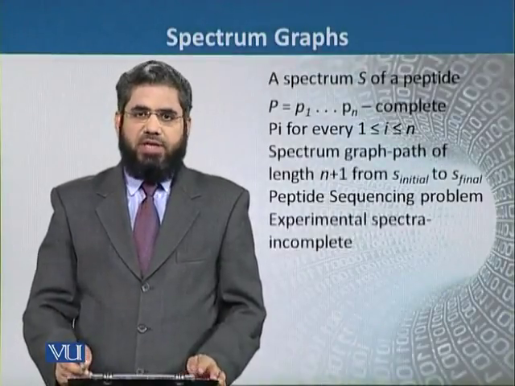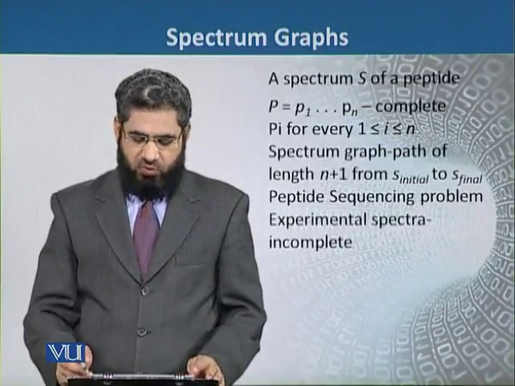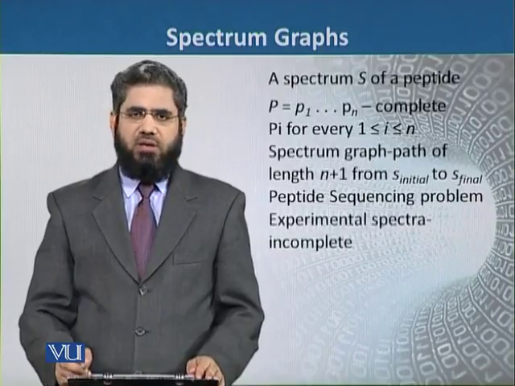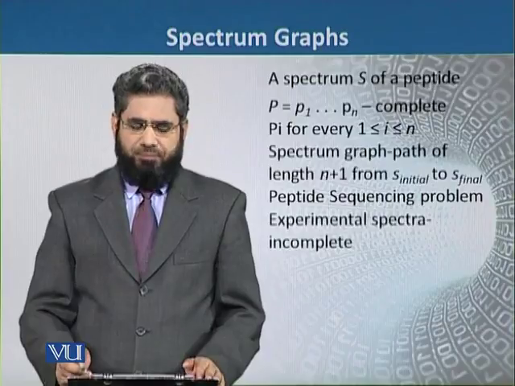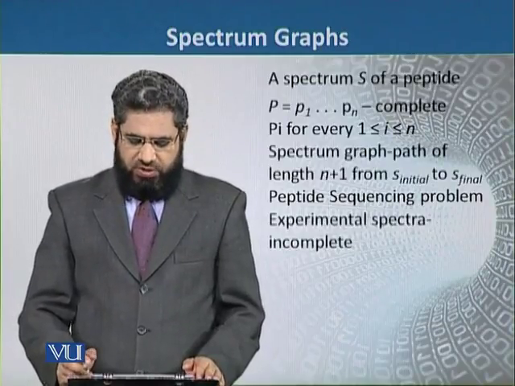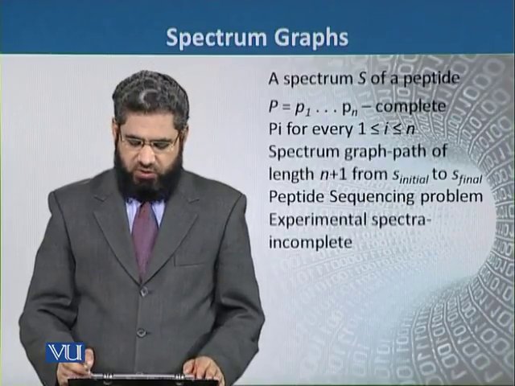The experimental spectrum S of any of the peptides P, that is from P1 to Pn, is considered complete if it has the specific ion corresponding to the N terminal. And we know that the value of that spectrum will be 1 is less than or equal to i, and i is less than or equal to n.